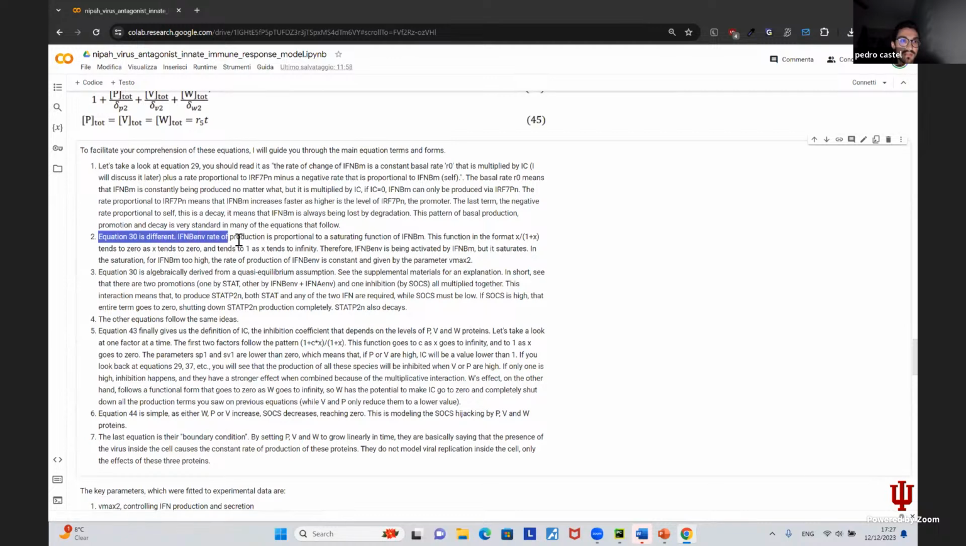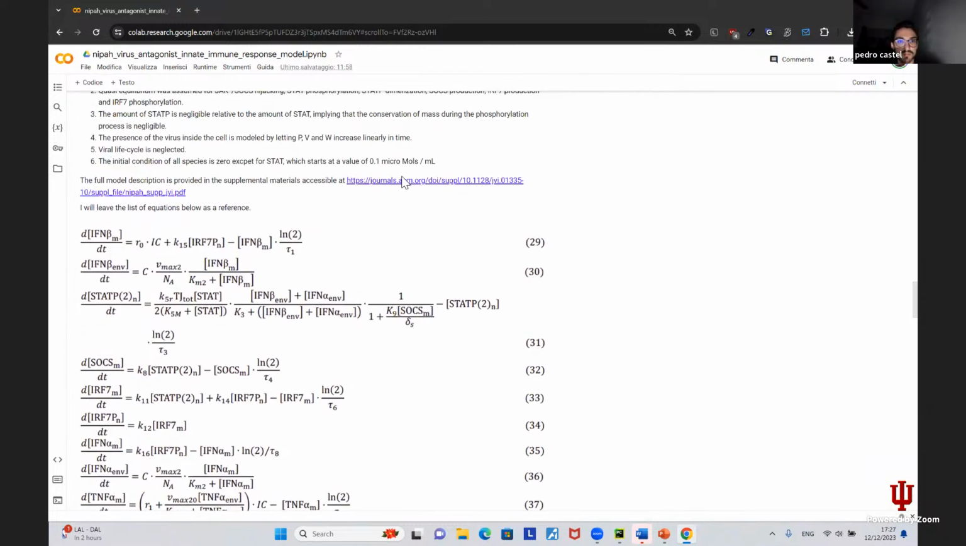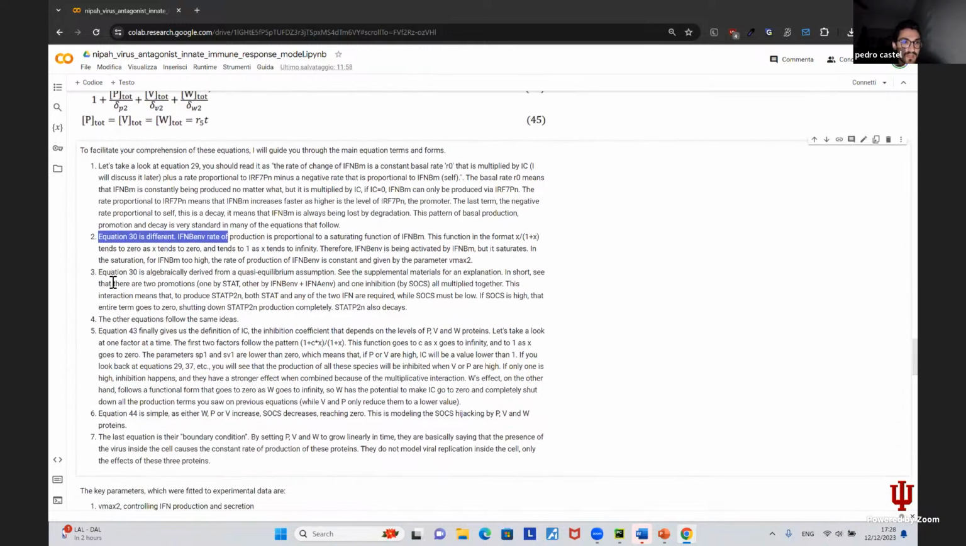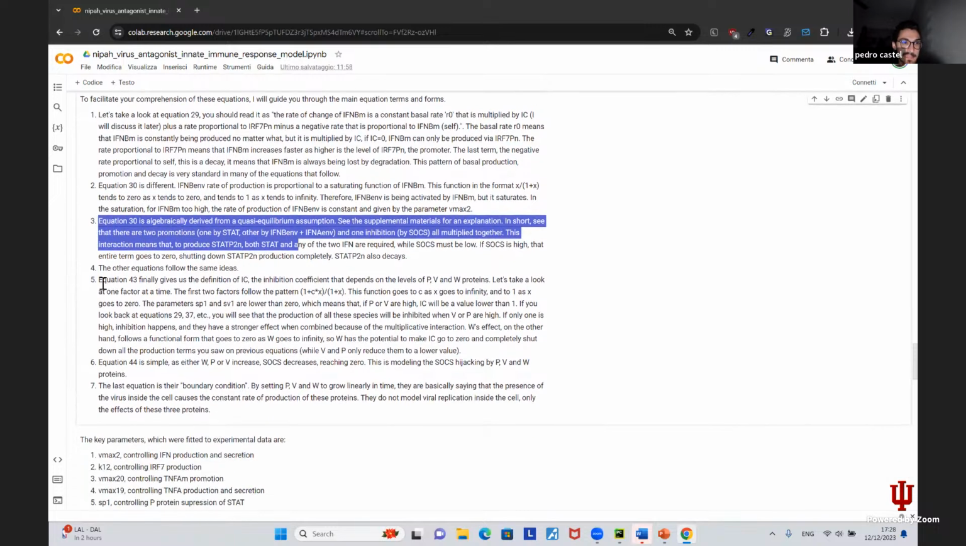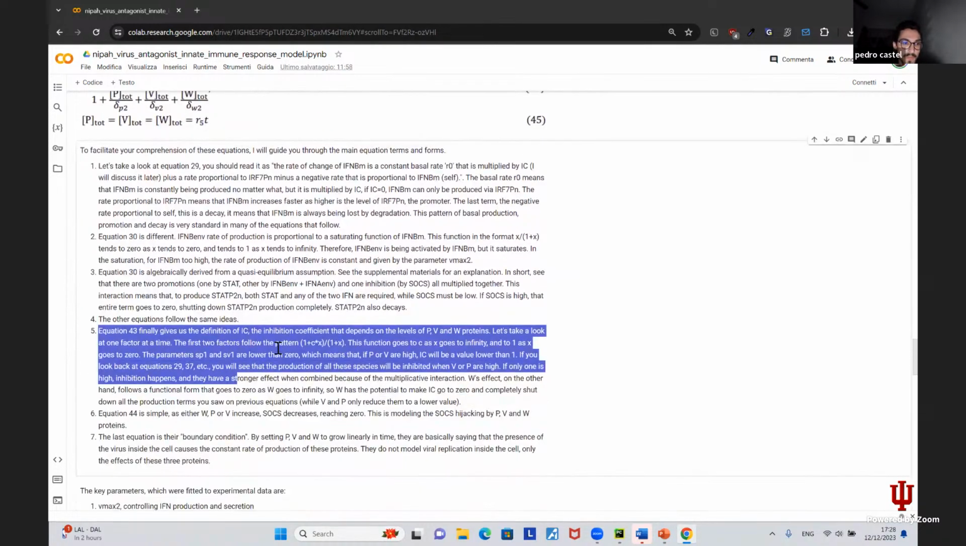And then equation 30, there are interesting interactions between activators and inhibitors. So I explained that carefully, although the real derivation of this function is more complex. So I point to the supplemental materials where they derive this equation here algebraically. Okay. Equation 43 is the definition of IC, the inhibition coefficient by PV&W. I go through it carefully.